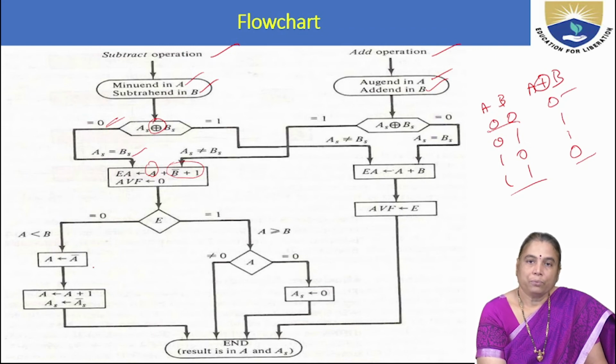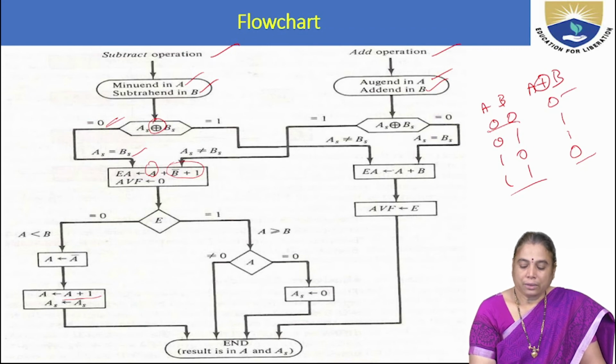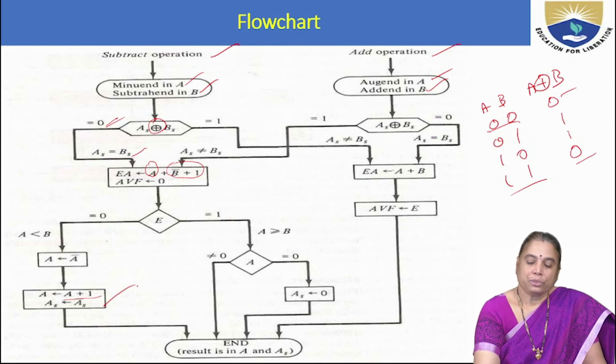So the result has to be represented in the 2's complement. So A's complement plus 1 has to be calculated here to represent the result. The result has to be represented in the 2's complement form in this operation. So this is the subtraction operation.